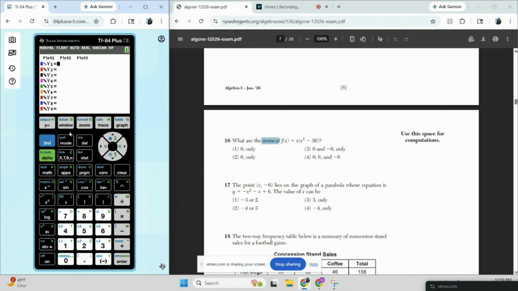When I come up here, I'm going to type in my negative x squared minus x plus 6. I know I've got the point negative 6 as my y value. I'm going to go to table and just look for negative 6. And it happens at negative 4 and 3. 17 questions, 10 on the calculator.